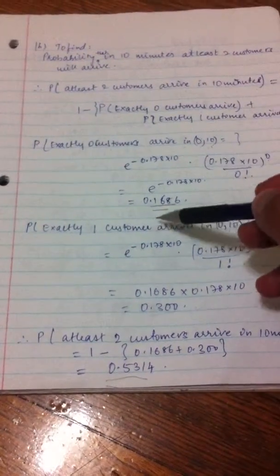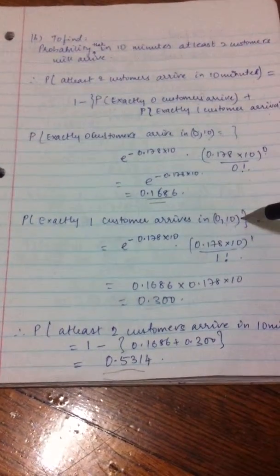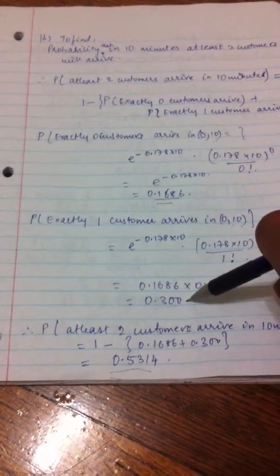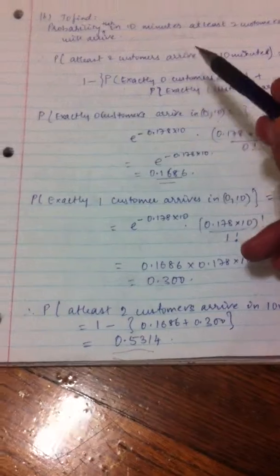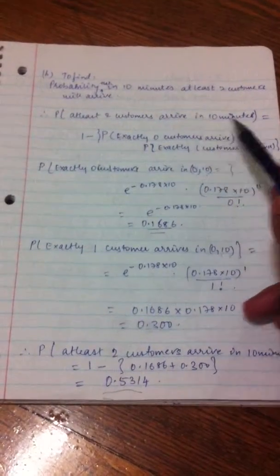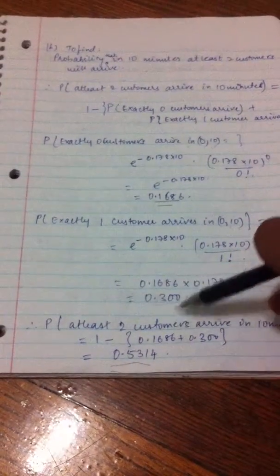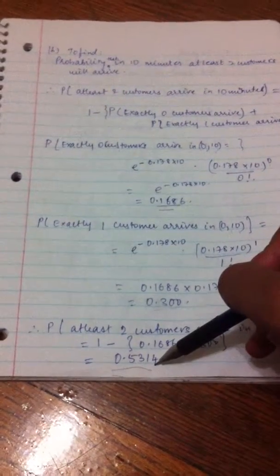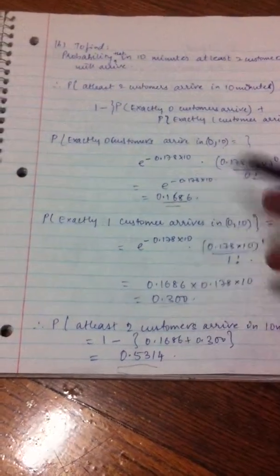Now the probability that exactly one customer arrives in 0 to 10, that is k equal to 1 in the equation, we get the value as 0.300. Therefore the probability that at least two customers arrive in 10 minutes can be given by 1 minus the summation of 0.300 plus 0.1686. Therefore we get the value as 0.5314.